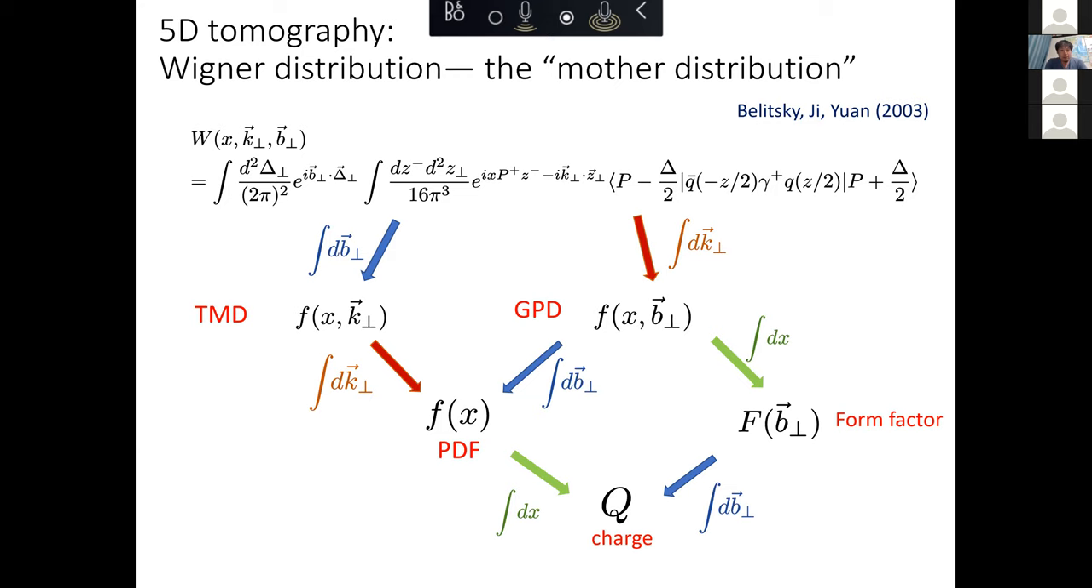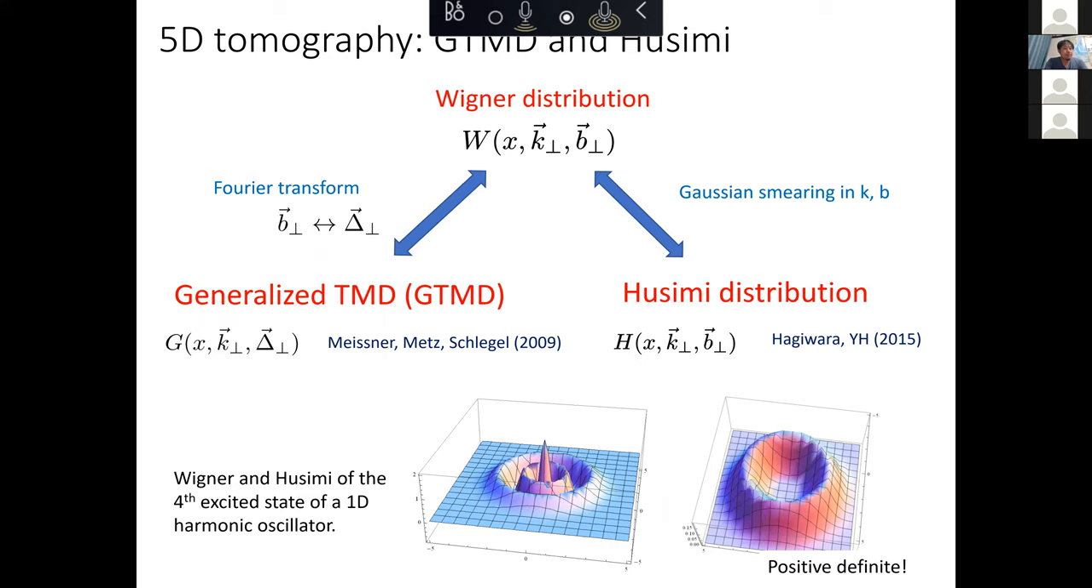That's a fundamentally important quality. And there are several variants of this Wigner distribution function because already in quantum mechanics, we know that the Wigner distribution is not the only phase space distribution function. There are actually several phase space distribution functions, even though the Wigner distribution is by far the most famous one. And there's actually something called the Husimi distribution function. That is basically obtained from the Wigner distribution function by Gaussian smearing in k_perp and b_perp. And the good thing is that the Husimi distribution is positive definite, whereas the Wigner distribution function is not positive, so you cannot interpret it as a probability distribution function. So here's an example of the Wigner and Husimi distribution function for the harmonic oscillator in one dimension.